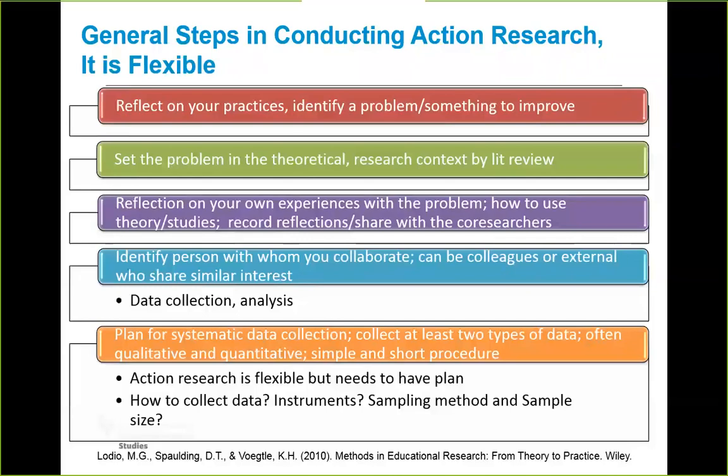And then the next step, we do need to identify people that we can collaborate with. They can be our colleagues, sometimes externals, not in our workplace, but they may share similar research interests with us. And then we would obviously collaborate in data collection and data analysis with them. And then we need to have a systematic data collection plan that would include how to collect data, what our instruments are, what our sampling method is, and what our sample size is.